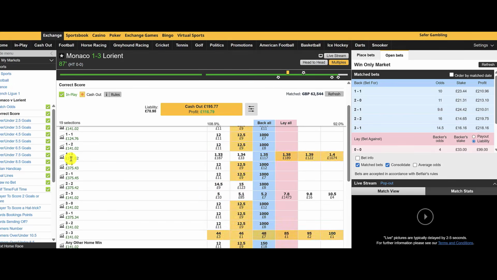£141. So that is it. We're out of this trade. It's probably not the final score. There might still be more goals, but we're done with this trade. It's Monaco 1, Lorient 3.